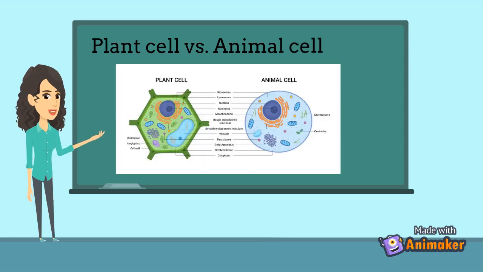The differences between plant and animal cells are: plant cells have a cell wall, but animal cells do not. Plant cells have chloroplasts, but animal cells do not. Chloroplasts enable plants to perform photosynthesis to make food. Plant cells usually have one or more large vacuoles, while animal cells have smaller vacuoles, if any are present.